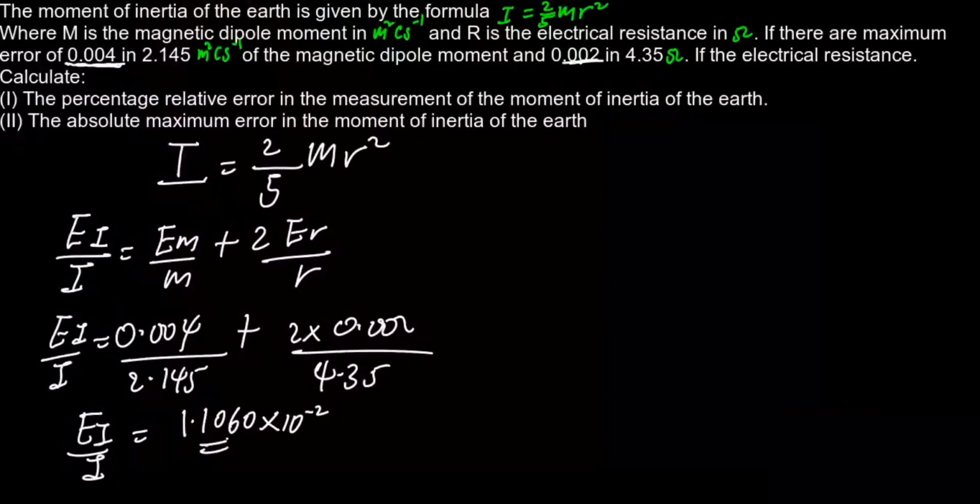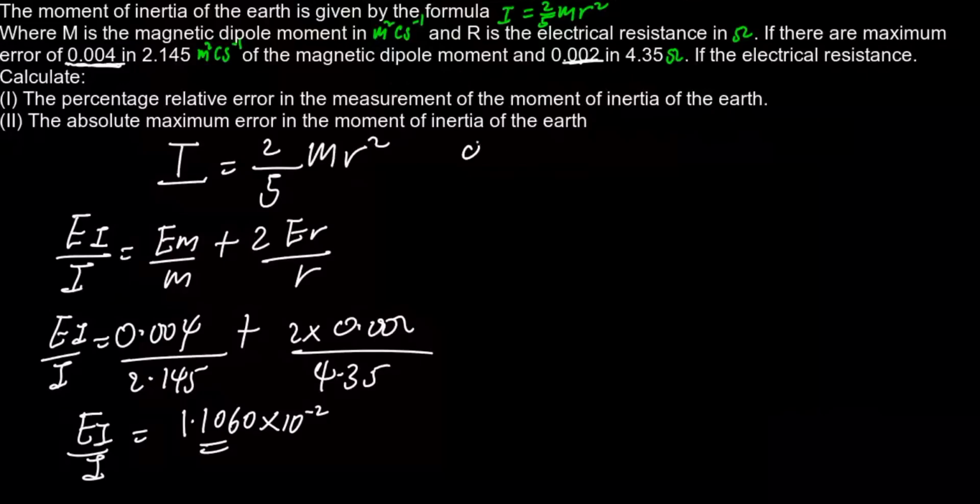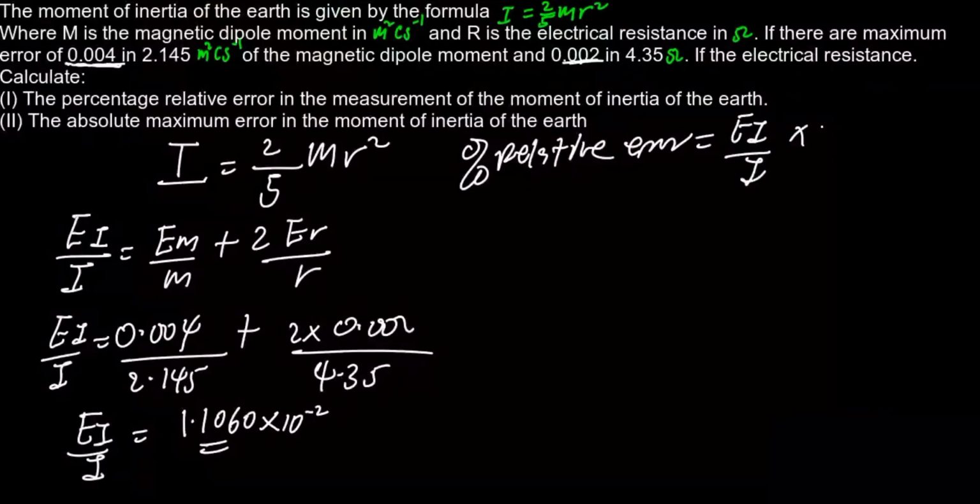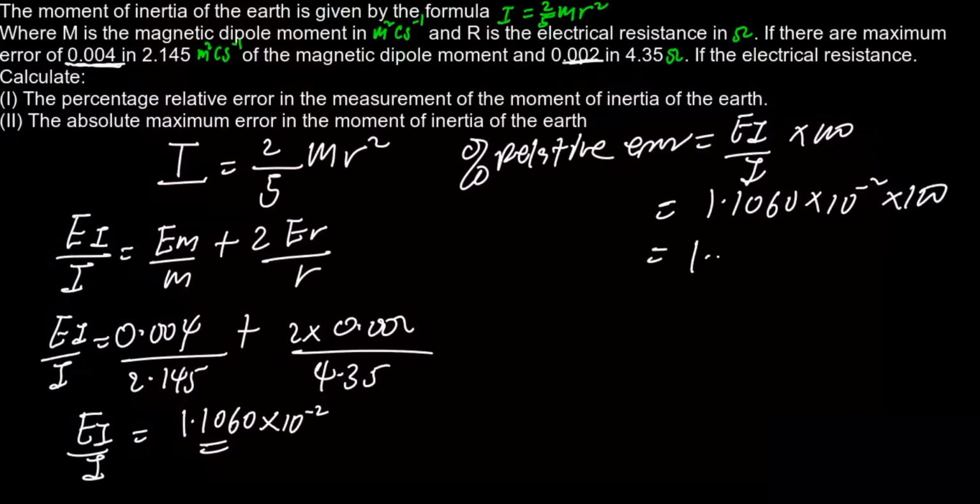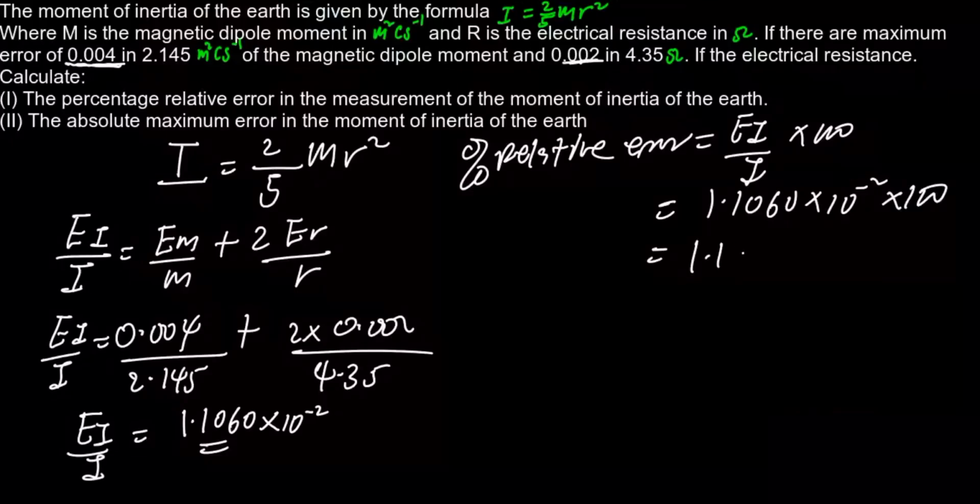So now the question has asked about the percentage relative error in the measurement. You have to calculate the percentage relative error. And what's the relative error? This is it. So it's just your relative error times 100. So my relative error is 1.1060 times 10 raised to power minus 2, then times 100. So this and this will cancel out, and my answer is 1.1060. So I can just say approximately 1.11%. That is it. Okay, so that's that.